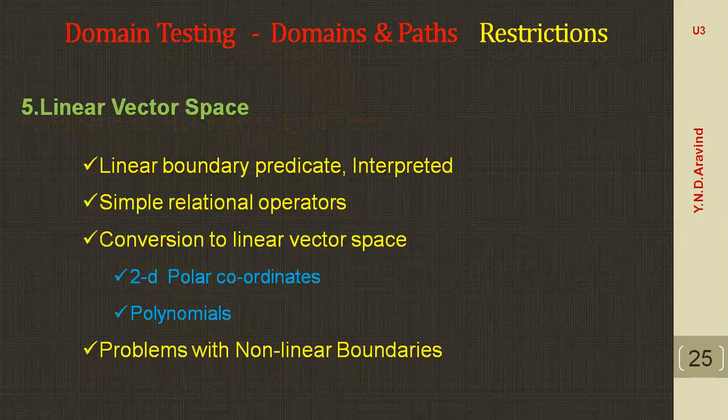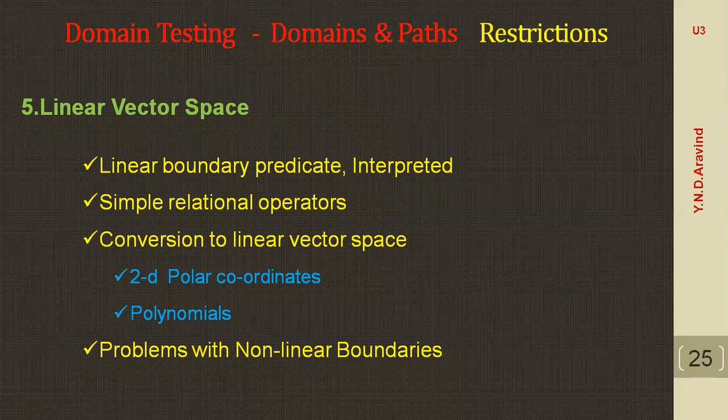Next, linear vector space. Most papers on domain testing assume linear boundaries. Of course, this is not a bad assumption, because in practice most boundary predicates are linear. Linear boundary predicates can be interpreted, they have simple relational operations, and can be easily converted to linear vector space. 2D polar coordinates are polynomials, and there are no problems with the non-linear boundaries.